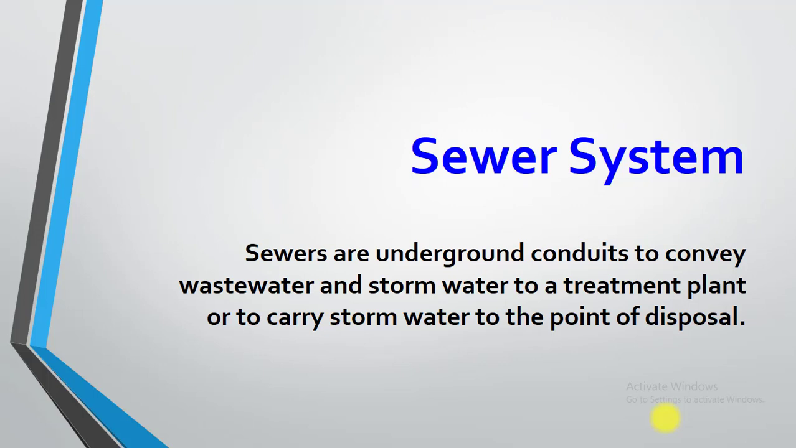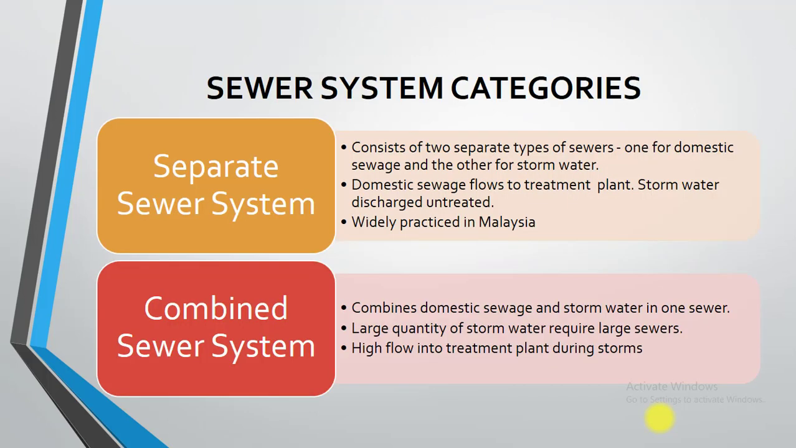So we have two systems. We have the wastewater conveying system, and also we have the stormwater. Stormwater means the rainwater. So this is the sewer system. It's all the infrastructure underground to carry the water to the treatment plant until the point of disposal.